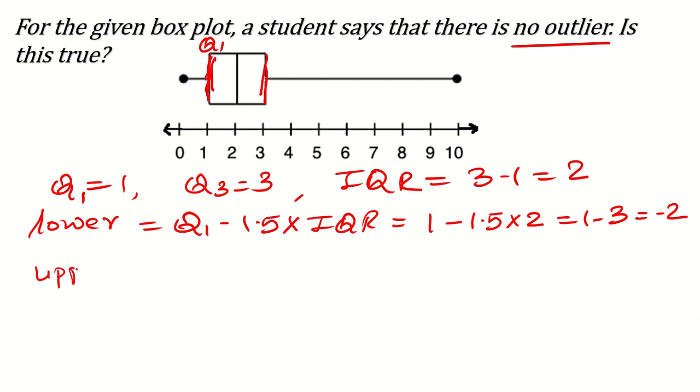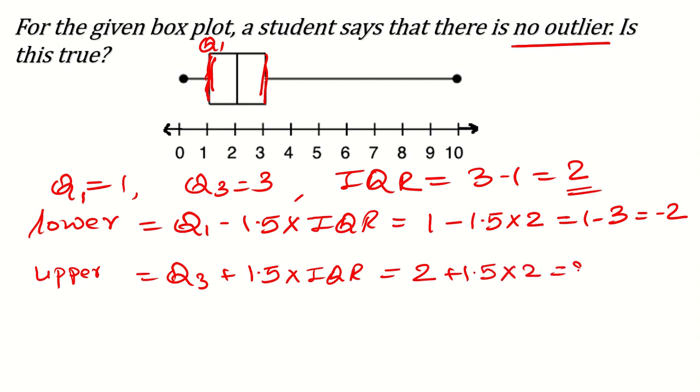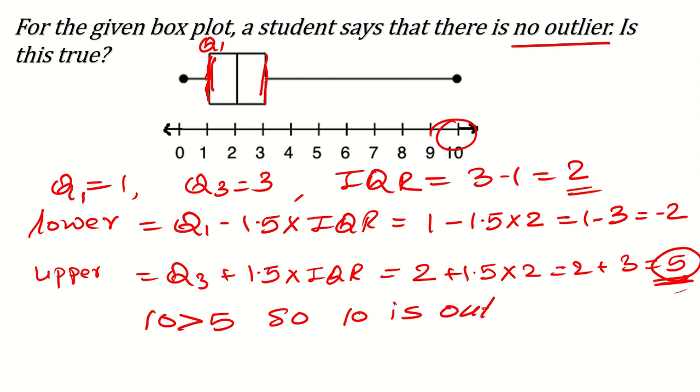And what will be the upper limit? Upper limit will be Q3 plus 1.5 times of interquartile range, means Q3 is 3. So 3 plus 1.5 times 2, that is 3 plus 3, means 6. So you see, any number after that will be an outlier. So what you can see here? 10 is bigger. Yes, because 10 is the last number in the data. So 10 is the outlier. Okay. So it means the student says it is wrong, because there will be an outlier, and that outlier will be 10.